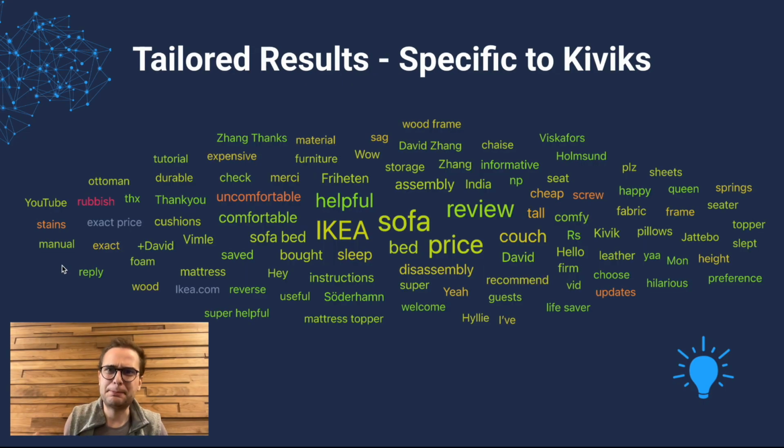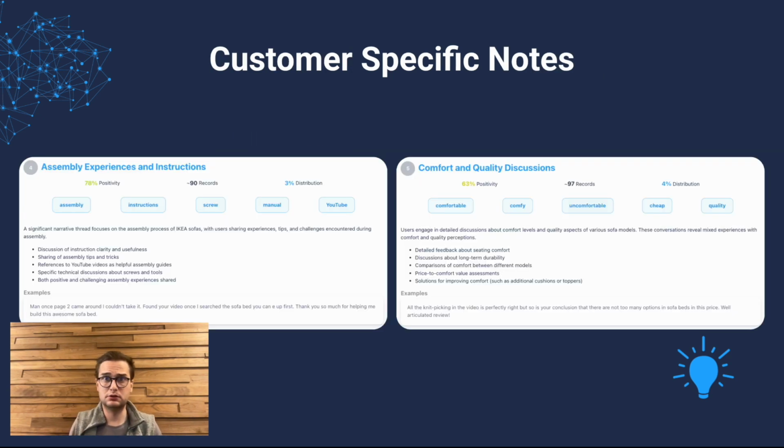What's really cool about this approach is we get really hyper-targeted specific results to those Kivik couches. We get both the positive, like on sofa, price, review, and on the negative, like uncomfortable, cheap, or screw. What's also really cool about these custom datasets is all of our built-in AI tools integrate really well with them. So we can pick out really specific narratives around each of these targeted collection metrics, like how people felt about the assembly instructions, or how people felt about how comfortable or uncomfortable the couch was.